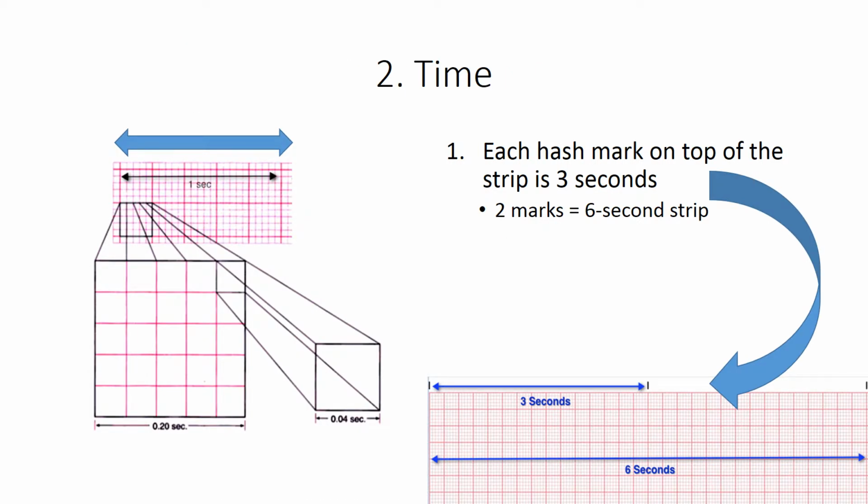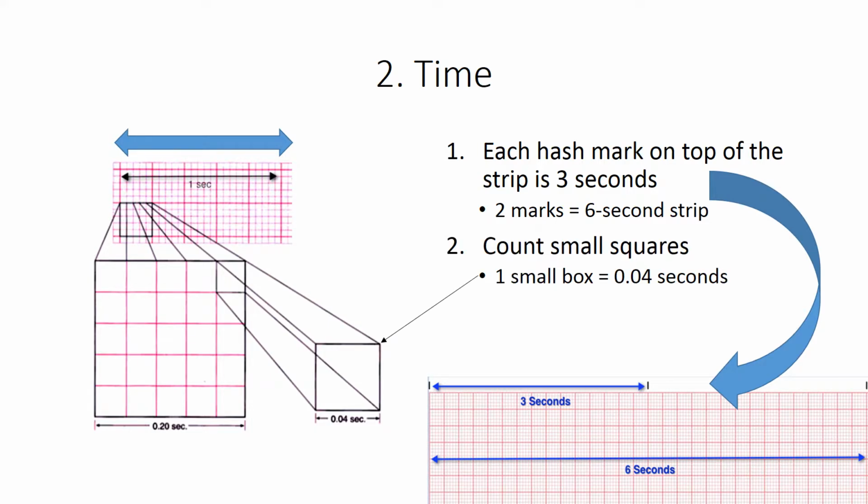Second item is time, and we measure that from left to right. There are several ways to categorize or document this time. One option is to count the hash marks on the top of all your ECGs. The hash marks are at 3-second intervals, so 2 hash marks equals a 6-second strip.